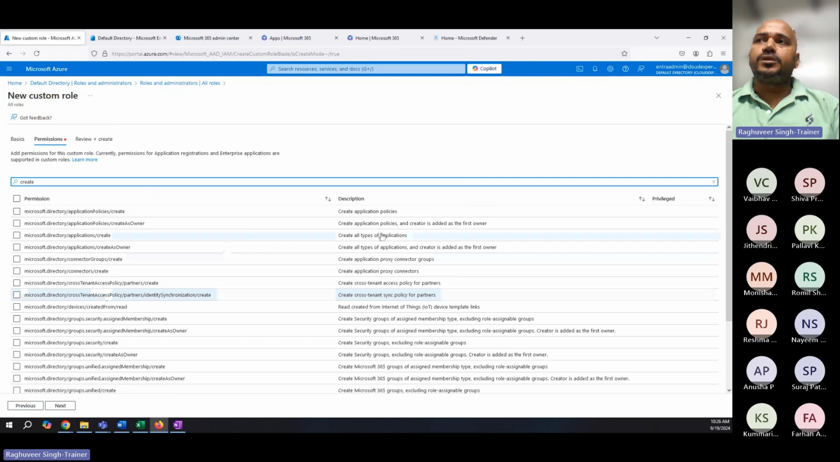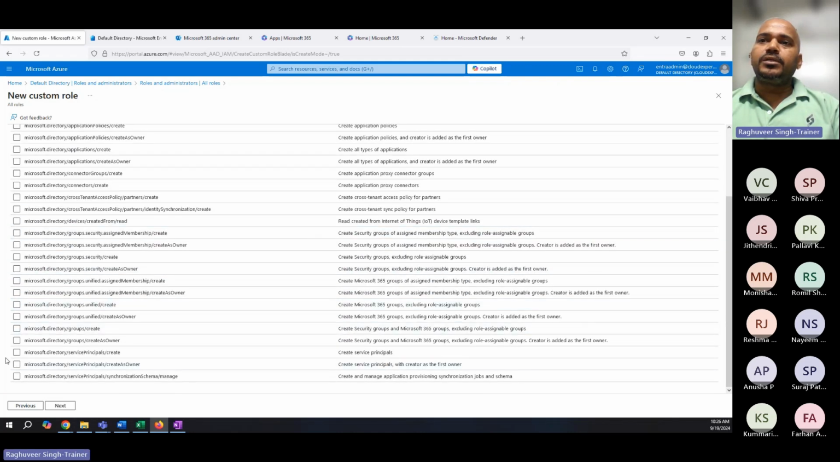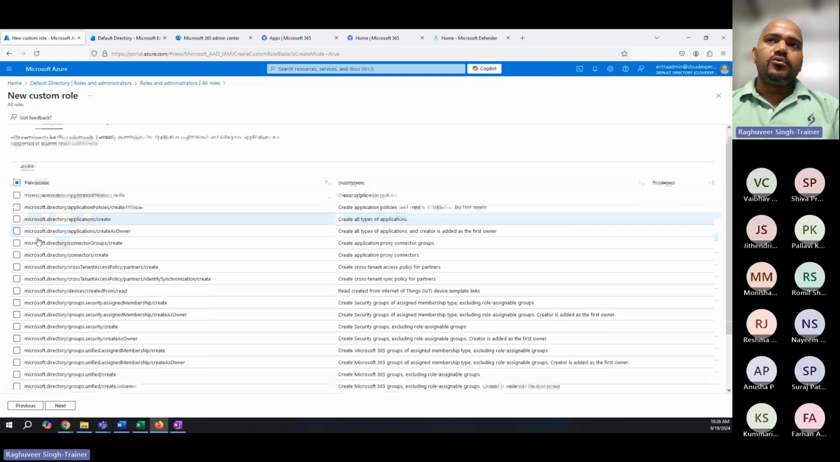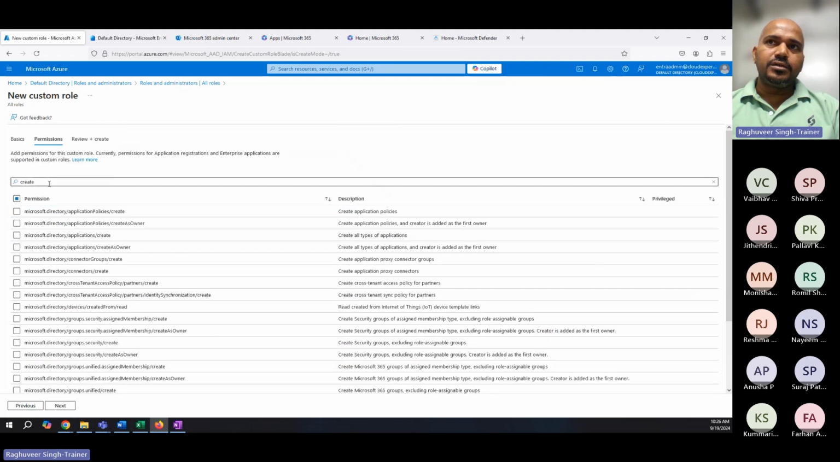So create objects. Over here, I will select that specific option. For example, create service principals, anything. You just need to go through this option. So create roles, create groups, all those options are available here with respect to create. So you will select the permissions, whatever you need for that custom role, by using multiple options.